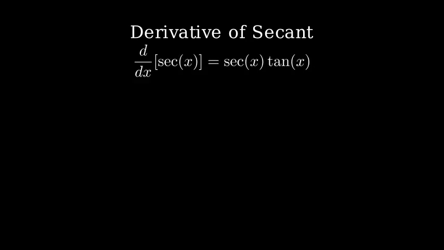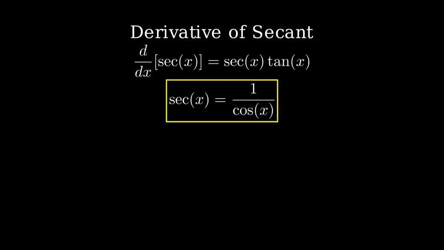Welcome. Today we'll prove that the derivative of secant of x is equal to secant of x times tangent of x. Let's start by writing out what we want to prove. First, let's recall that secant is defined as 1 over cosine. We can write this as a fraction.